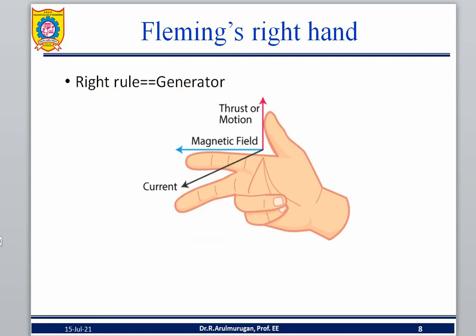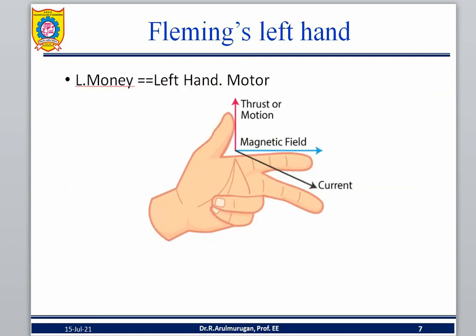So what is the purpose of Fleming's rule? It is helpful for changing the direction of rotation, theoretically. How do we change the direction of rotation practically? You can interchange either the armature coil or the field coil.